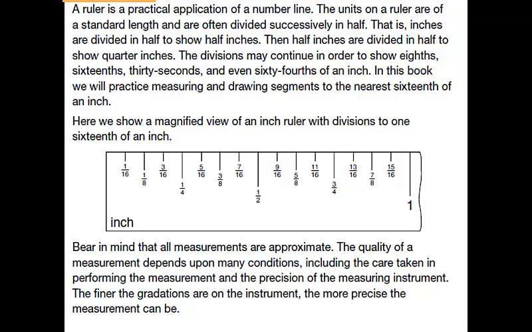A ruler is in all practicality a number line. The units on a ruler are standard length, and as you can see one down here, an example, it's magnified. Bear in mind that all measurements are approximate. The quality of measurements depends upon many conditions, including the care taken when you measure and so forth. Some rulers will have even smaller hash marks in between them. But I think all of you know how to use a ruler. I can work with each of you individually if you need help with that.